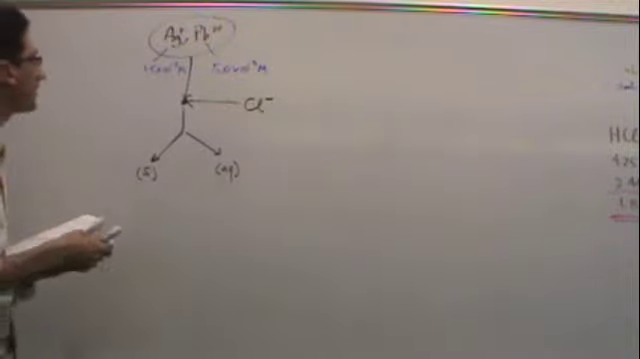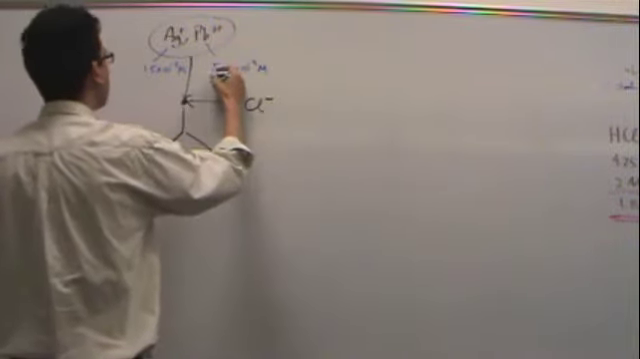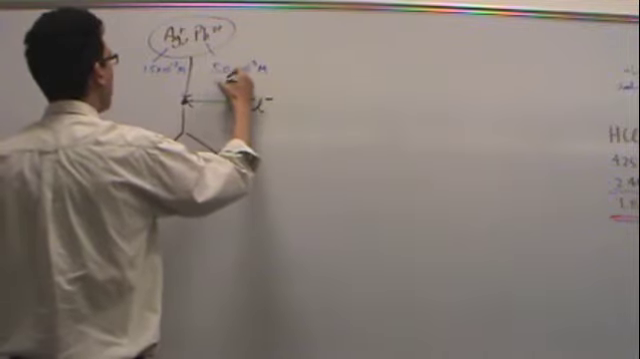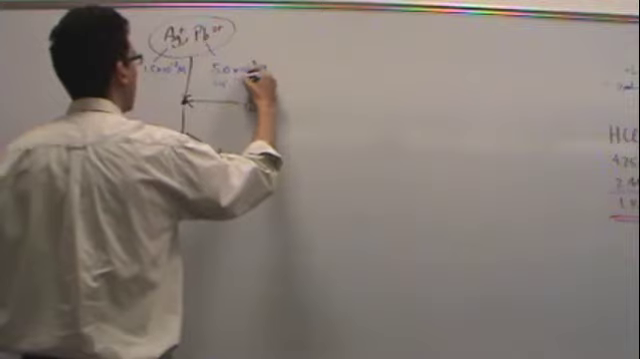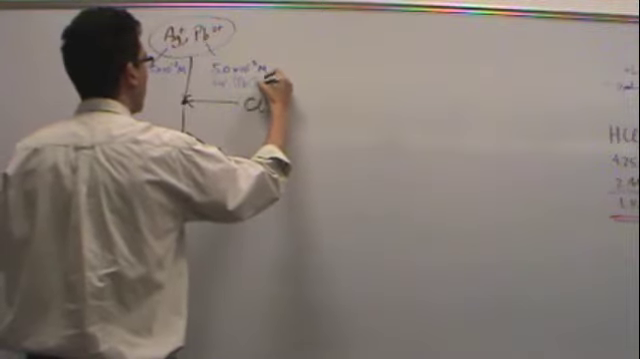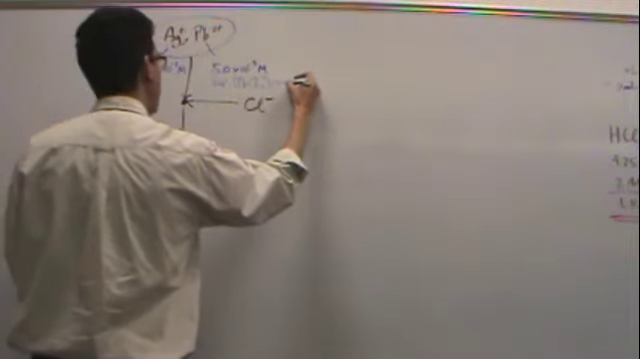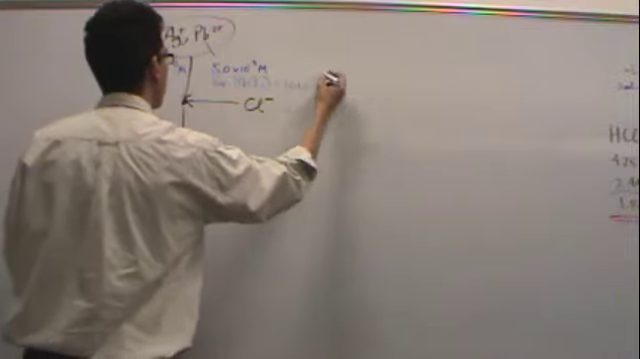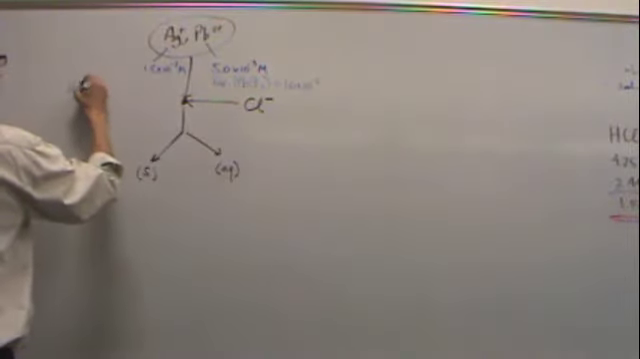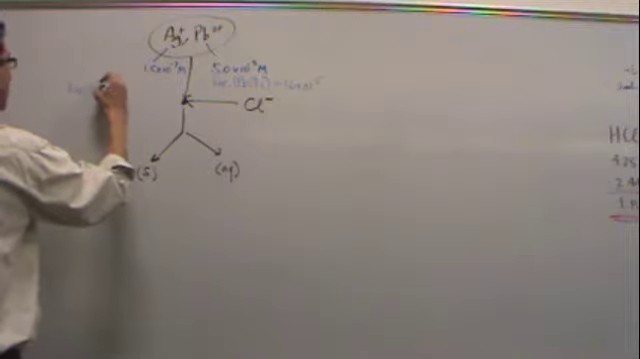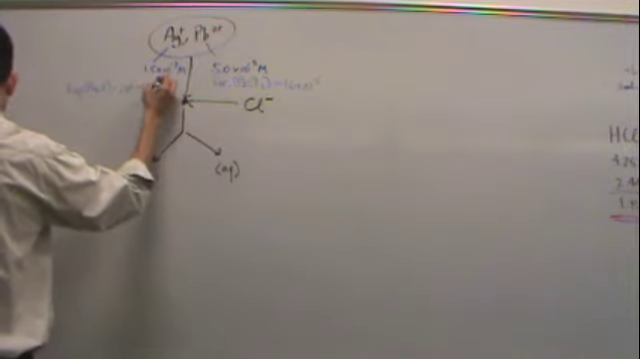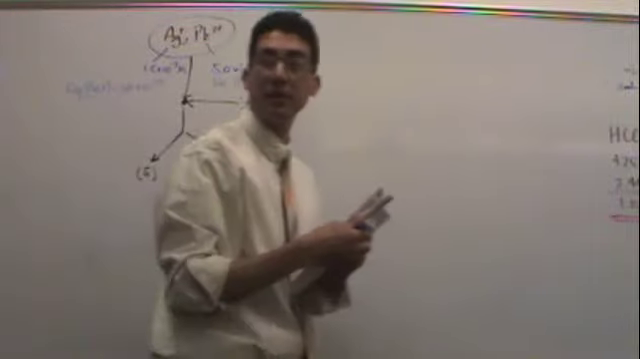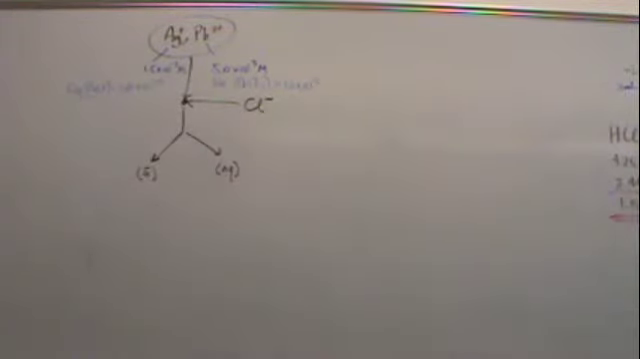Okay? So they also give us the KSPs. The KSP for lead chloride is equal to 1.6 times 10 to the minus 5. And the KSP for silver chloride is equal to 1.8 times 10 to the minus 10. Okay, so that's all the information we have.